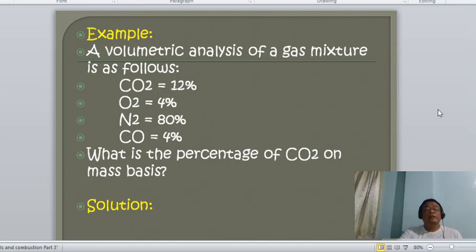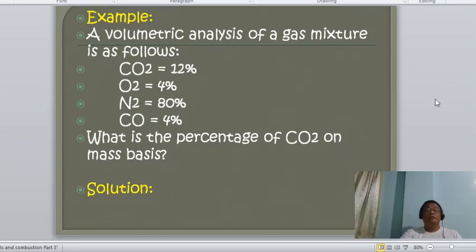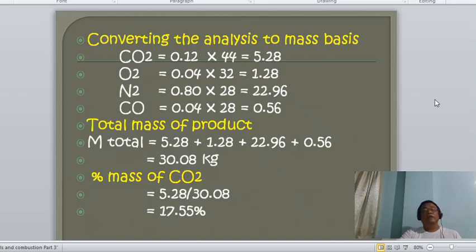Okay? So, we have another example. A volumetric analysis of gas mixture is as follows. Carbon dioxide 12%, oxygen 4%, nitrogen 80%, and carbon monoxide 4%. What is the percentage of carbon dioxide on mass basis? Okay. So, converting again the analysis to mass basis. So, that is 0.12 multiplied by 44. So, that is 5.28.